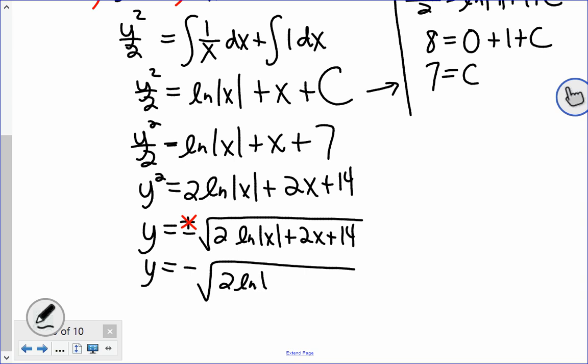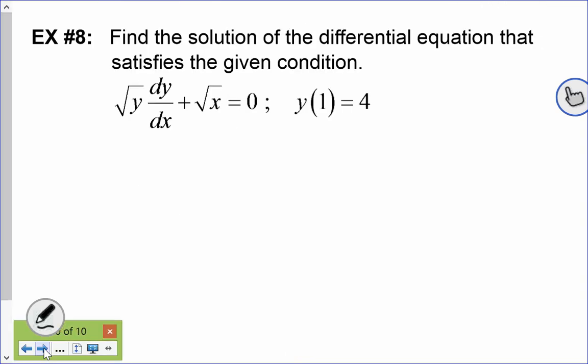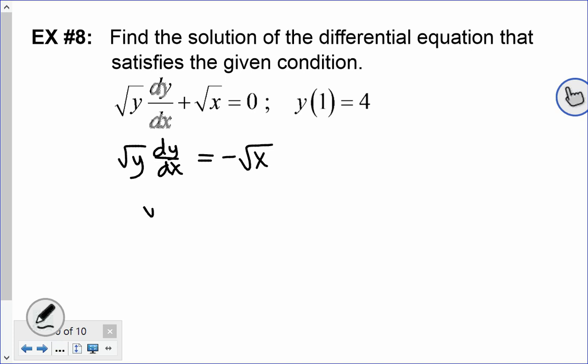Okay, so we have one more example, and then you can take your turn to practice. So we need to split this up. So first thing we need to do is it's square root of y dy dx equals a minus square root of x. So you want to get that split so that you have two sides. And then we need to get our x's together and keep our y's together. So square root of y dy equals minus square root of x dx. So again, we're going to integrate both sides.